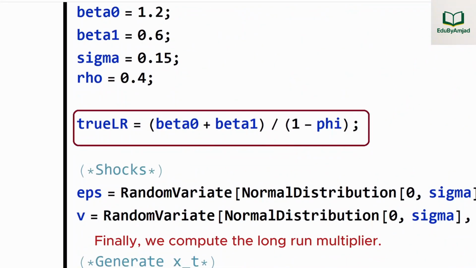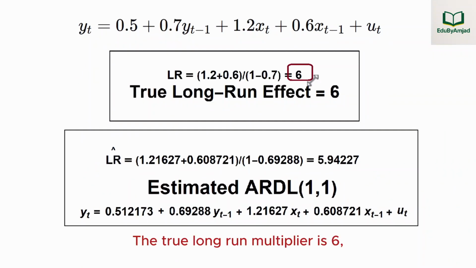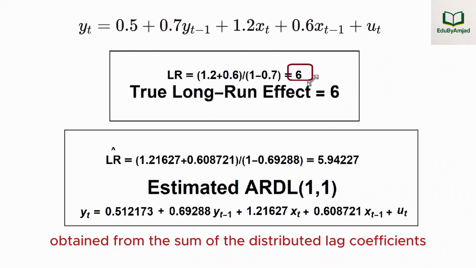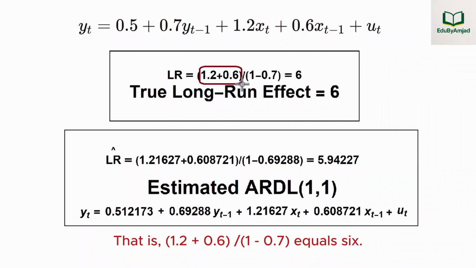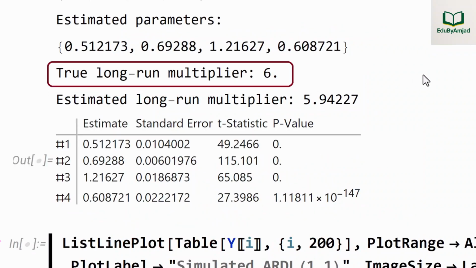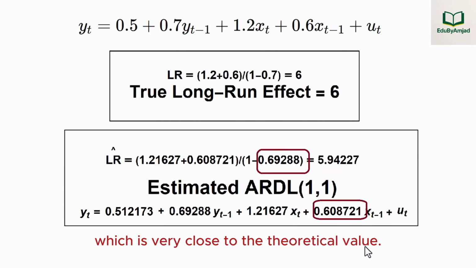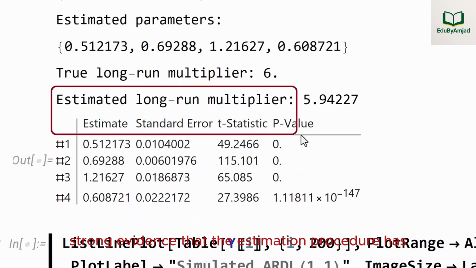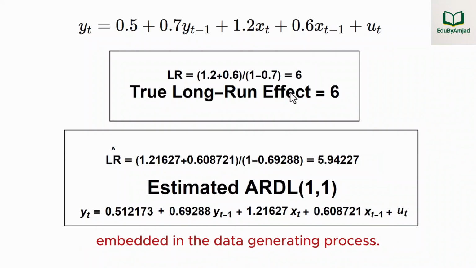Finally, we compute the long-run multiplier. The true long-run multiplier is 6, obtained from the sum of the distributed lag coefficients divided by 1 minus the autoregressive coefficient. That is, 1.2 plus 0.6, divided by 1 minus 0.7, equals 6. The estimated long-run multiplier is approximately 5.94, which is very close to the theoretical value. This close agreement provides strong evidence that the estimation procedure has successfully recovered the long-run relationship embedded in the data generating process.